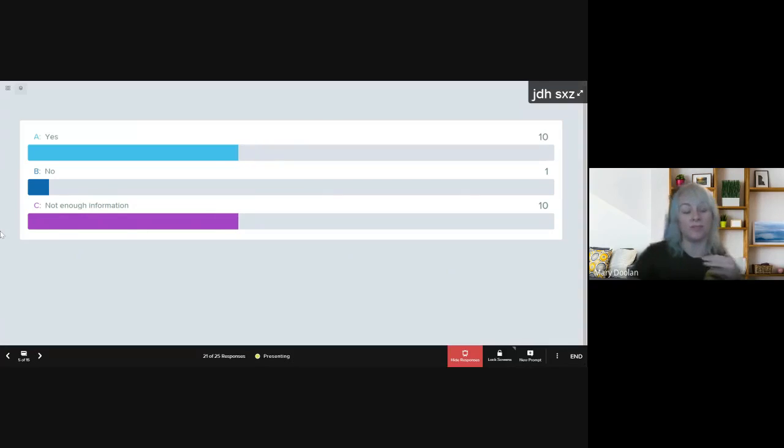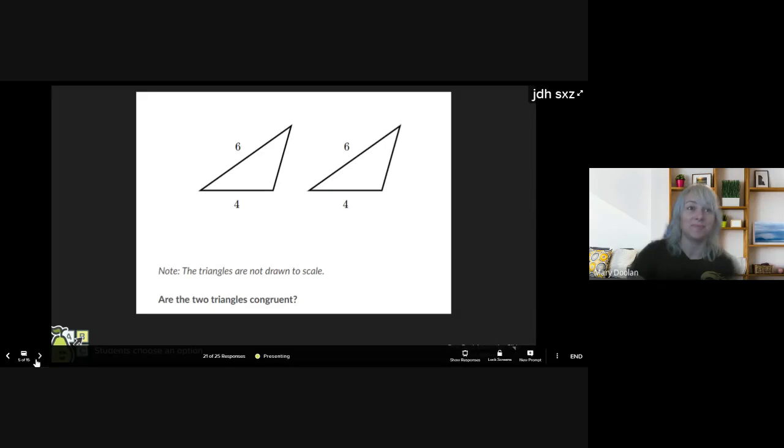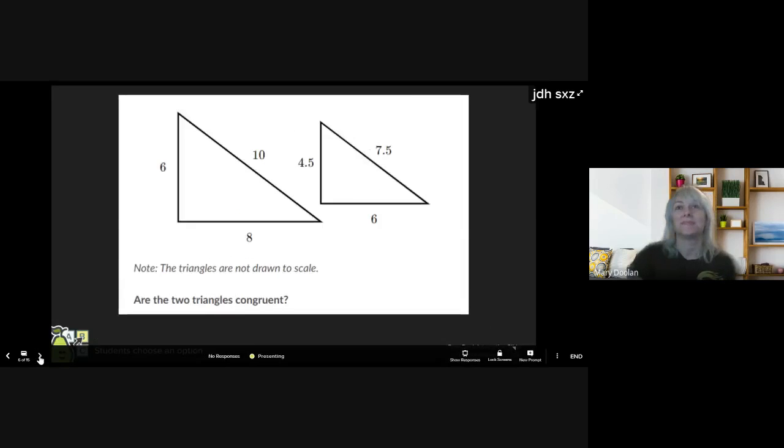We are only given the fact that we have two sides that are the same length, and we don't know anything else about the triangle. So it is possible they could be congruent. It is also possible they could not be congruent, so we can't say for sure yes or no. There's just not enough information. So C is your correct answer.